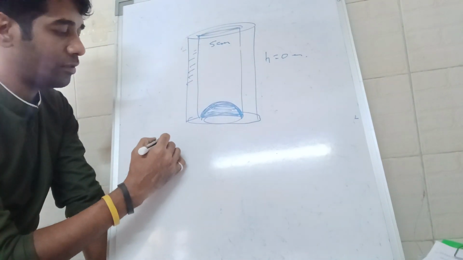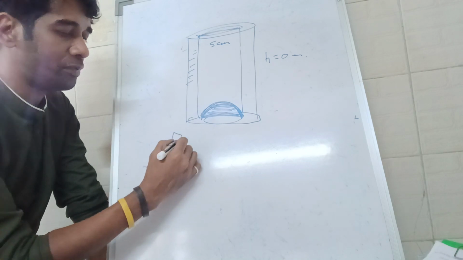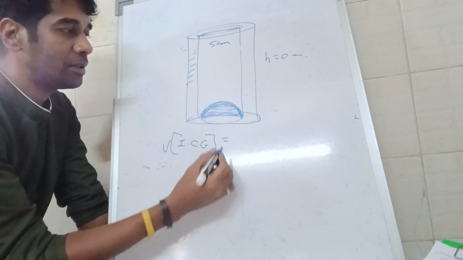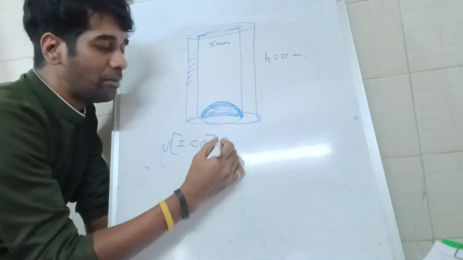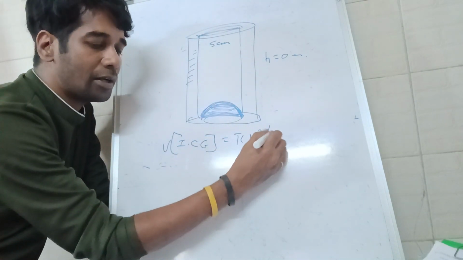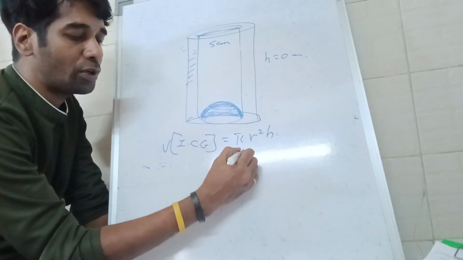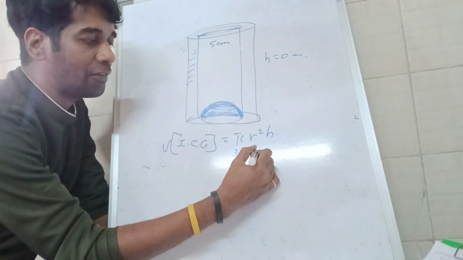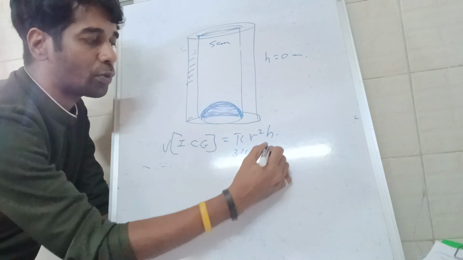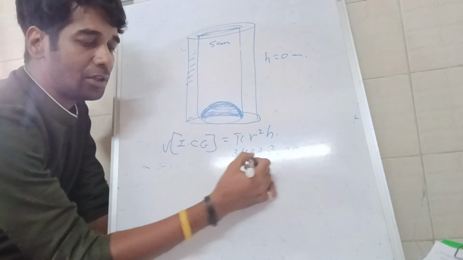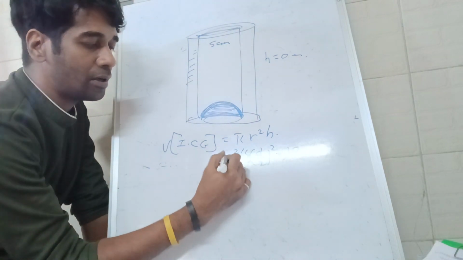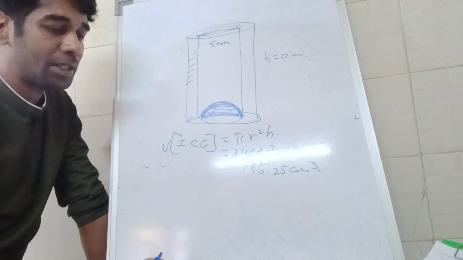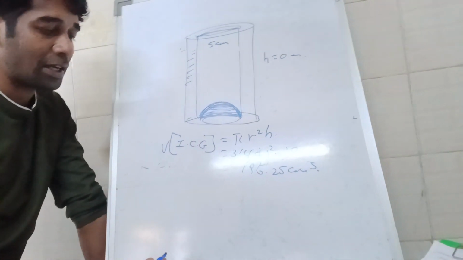Now, first of all, we will find the volume of the inner capacity of the glass. It's a cylindrical form, so pi r square h. Pi is 3.14, which is given to us, and radius will be half of diameter, that is diameter upon 2, the whole square, and height is 10. Solving this, I'll get 196.25 centimeter cube. That is the inner capacity of the glass.